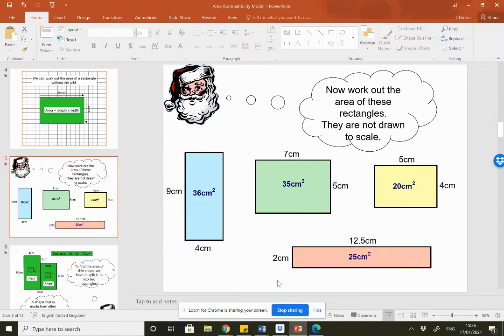And it even works, children, with decimals. This is 2 centimetres. This is 12.5 centimetres. Double 12.5, or 12.5 times 2, is 25 centimetres squared. Okay, so it is actually in some ways even easier than perimeter, and I know how well you did with perimeter.